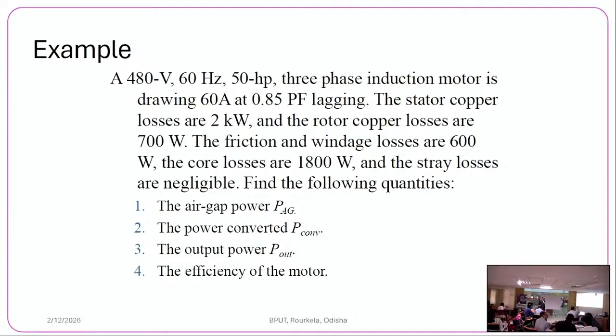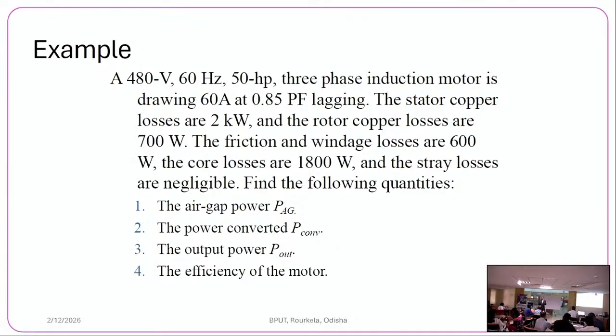For that, from the air gap power we have to subtract rotor copper loss and friction and windage loss. But the current is not given? Sir, input current is given: 60 ampere. Voltage V1 is 480, and cos phi is 0.85.